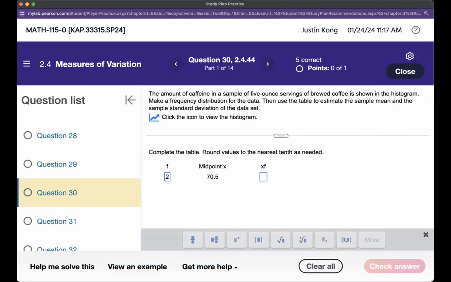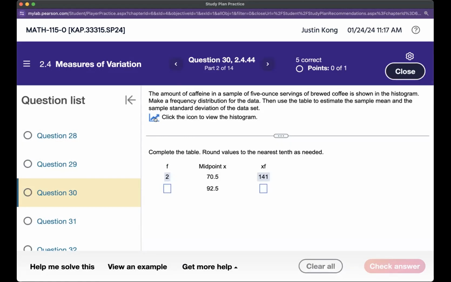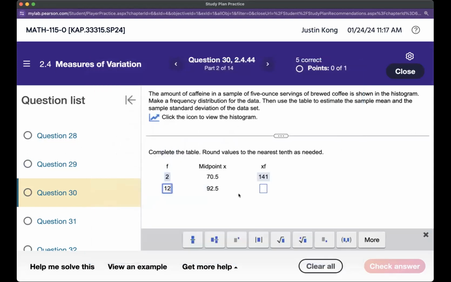XF is 70.5 times 2, which is 141. And then looking at it, next midpoint is 92.5 with a frequency of 12. And the rest is kind of the same thing. So that'll be 12 times 92.5. And that gives us 1,110. Oh, wait. Yeah, that's right. 1,110. It sounded like a lot at first, but then yeah, that's actually great because this is 12.